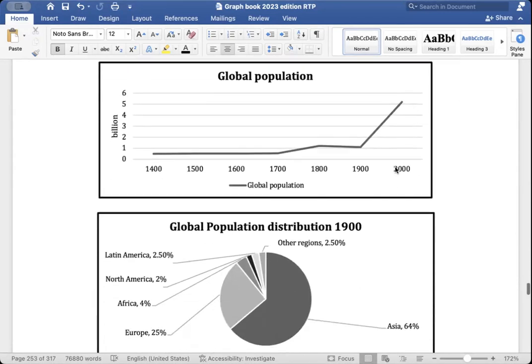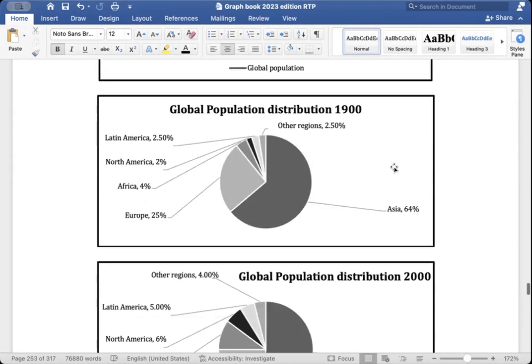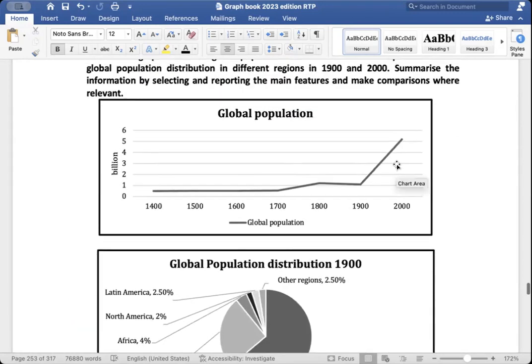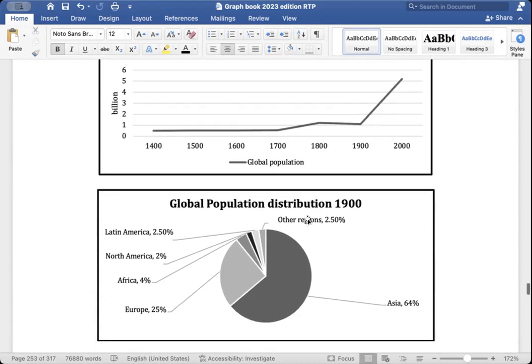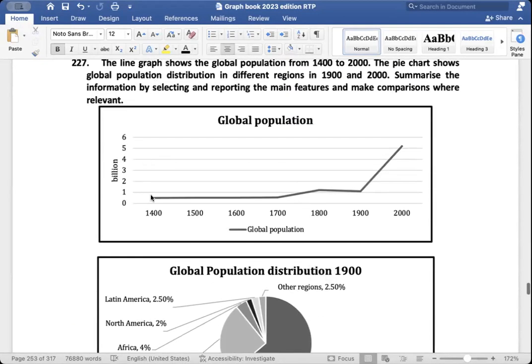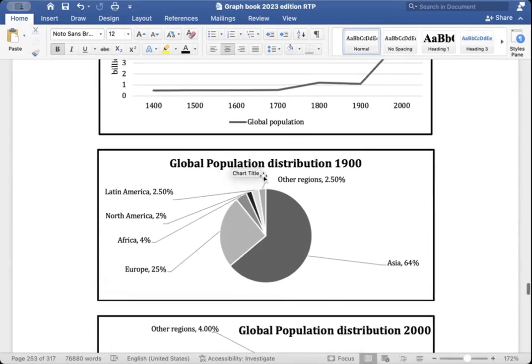Now, this graph also was seen during the COVID times, and it was seen more than once in the same year. These are three graphs. One is of global population, of the whole globe from 1400 to 2000. This is how the global population was distributed. If it was 0.5 billion in the year 1400, then how it was distributed. But here, this is of 1900.